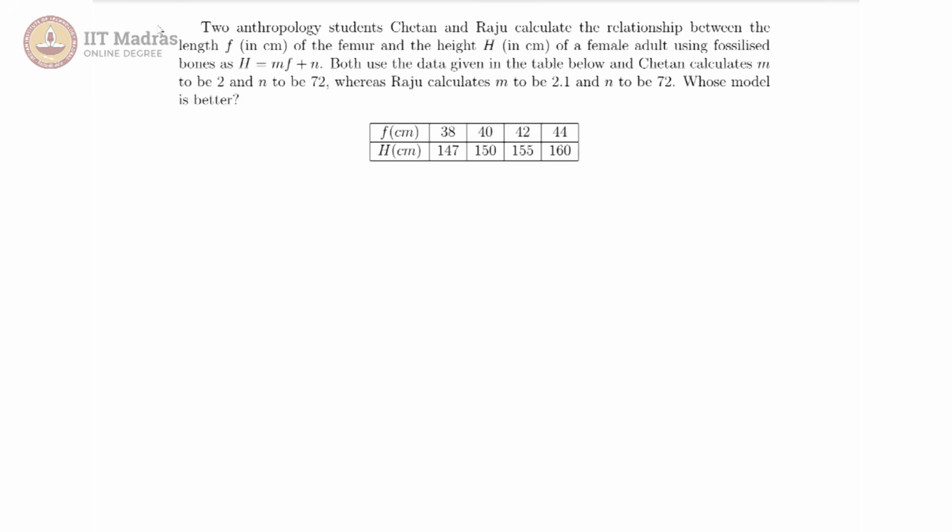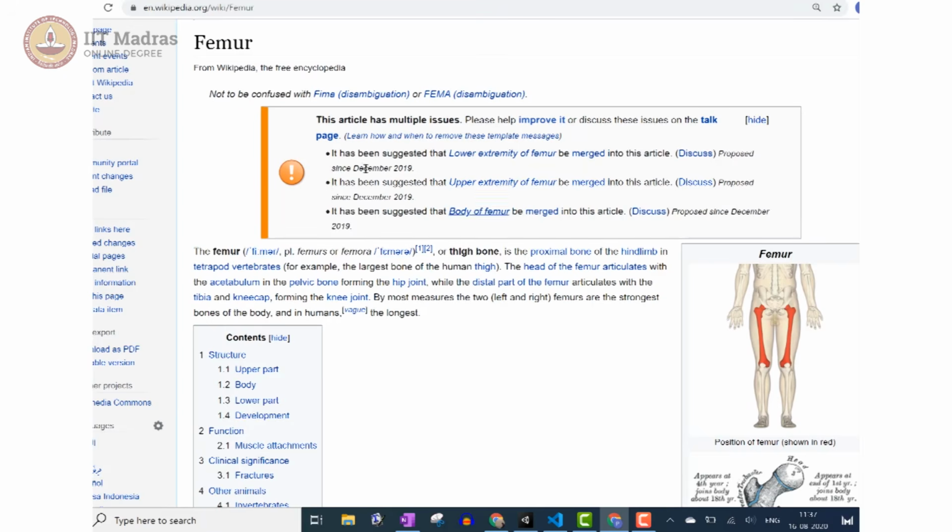In our seventh question, we have this interesting thing where there are two anthropology students and they're calculating the relationship between the length f of the femur and the height h of a female adult using fossilized bones. So what is exactly happening here? What is femur? From Wikipedia, we can see that the femur is the thigh bone, which is this particular bone.